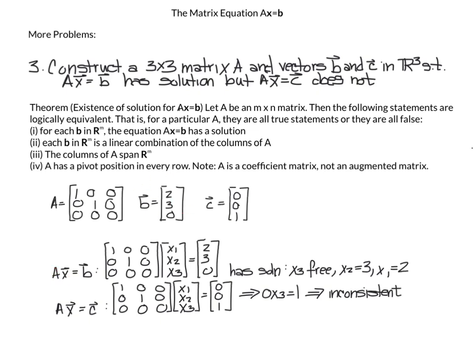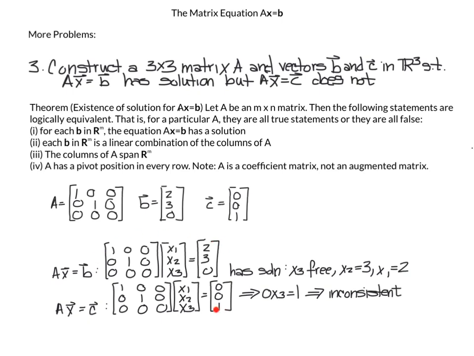So now when we have Ax equals B, we have 1, 0, 0, 0, 1, 0, 0, 0, 0, that's A. B is equal to 2, 3, 1, with x equal to x1, x2, x3. So the solution to this equation is x3 is free, and x1 is equal to 2, x2 is equal to 3.